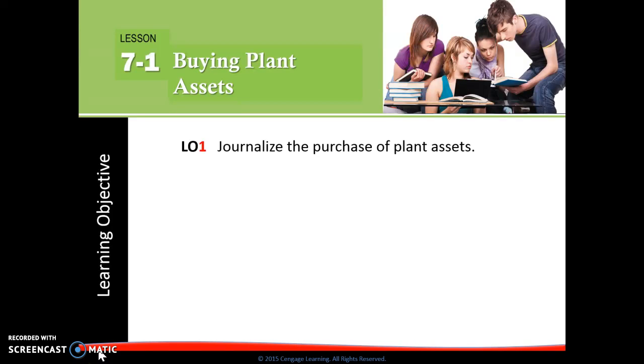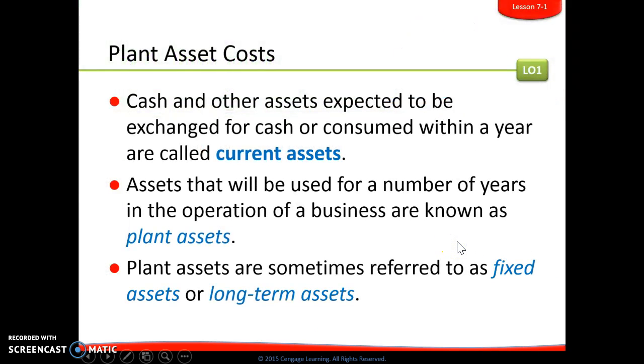7.1, buying plant assets. We have one learning objective. You need to be able to journalize the purchase of plant assets. So terms first, we're going to talk about current assets. Current assets are cash or other assets that are expected to be exchanged for cash or consumed within a year.